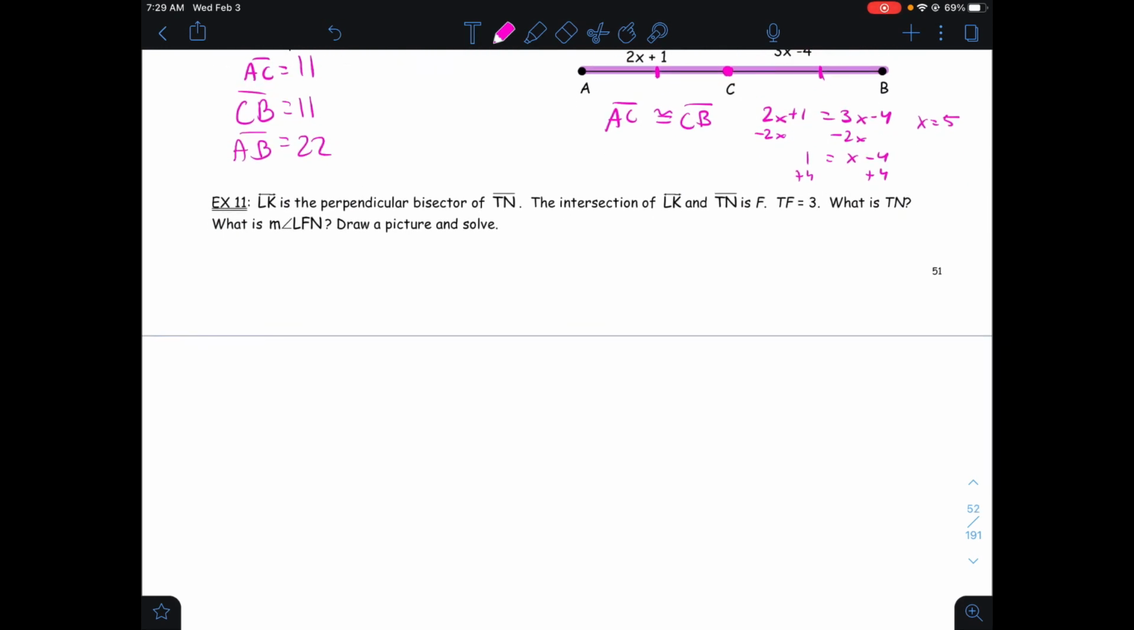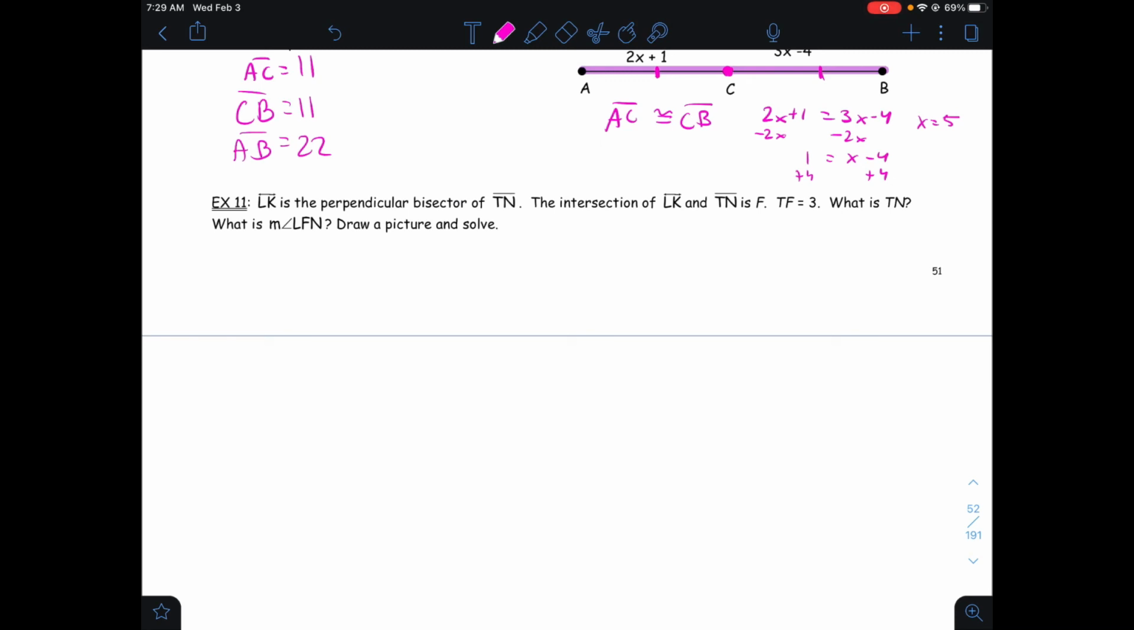So it says LK is the perpendicular bisector of TN. The intersection of LK and TN is F. TF equals 3. What is TN? What is the measure of LFN? Draw a picture to solve. All right. So let's see.